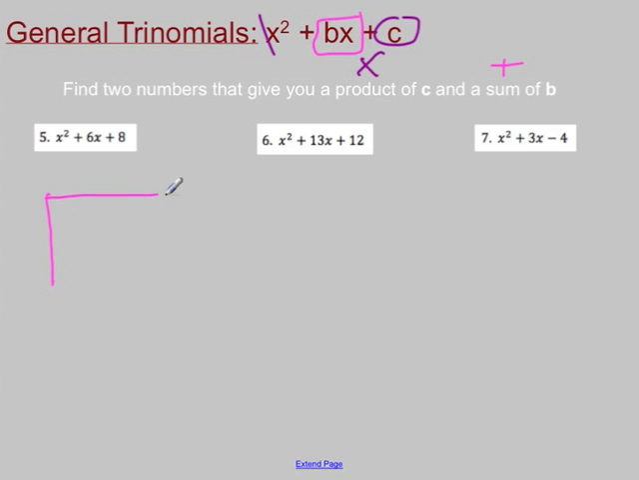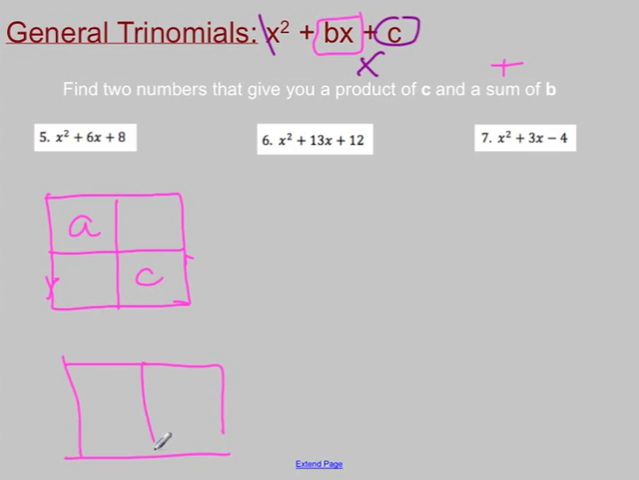So my box method, just so you guys understand, you always put your A term here and your C term here. So right away I can go ahead and set up my box for this one. My A term is x squared, and my C term is 8. Okay. Then to figure out what goes in these other two boxes, I look at 1 times 8, which is 8.